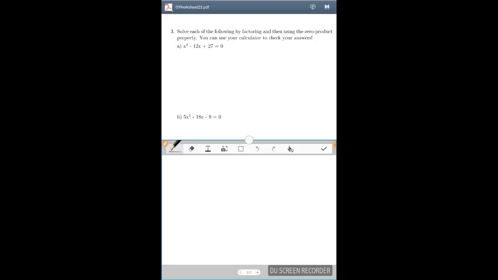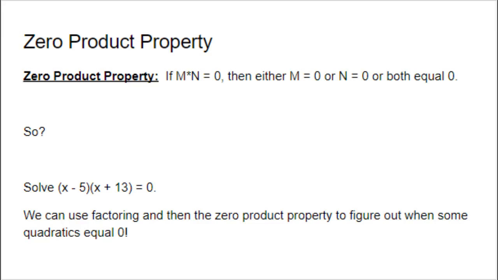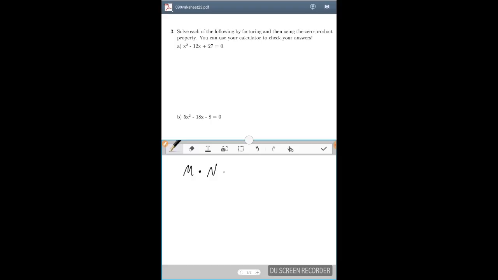So we're looking at A here, x squared minus 12x plus 27 equals 0. So what we want to do is factor and then use what we call the zero product property to solve for x. Now remember, and I put up the notes again, that the zero product property says that if I have two numbers or expressions or anything you want being multiplied, and I say that's equal to 0, well then what I can say from that is either m has to be 0, or n actually is 0, or they're both 0.